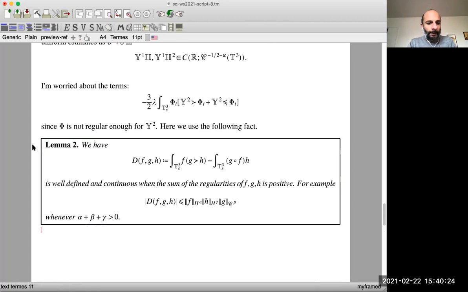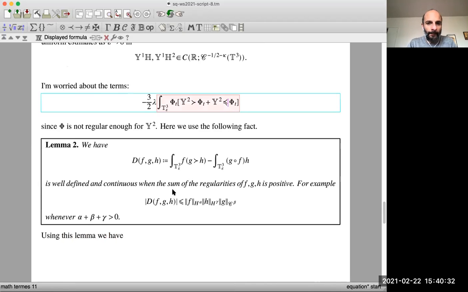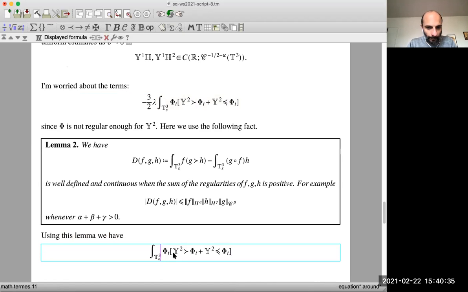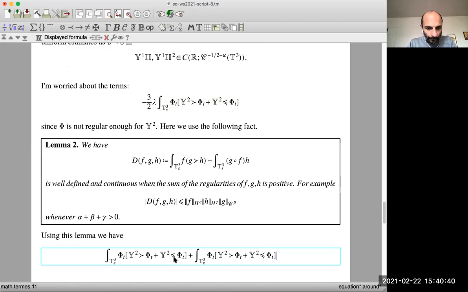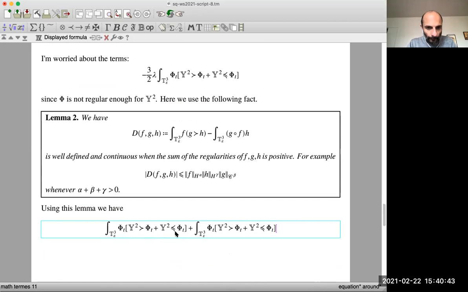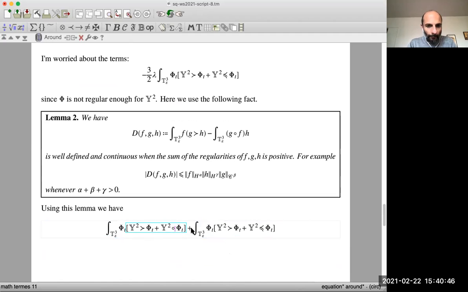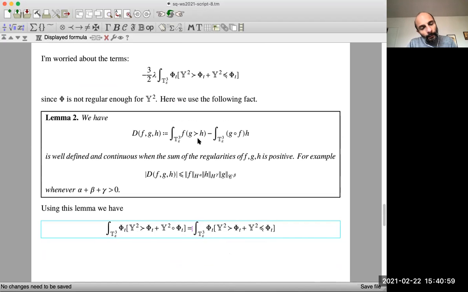Using this lemma, let me point out that this is an important lemma. What this lemma can do for us is this: let's look at what we have here. We have this plus, sorry, let me write these two terms. What happens here, the sum of these two terms is correct what I'm saying?